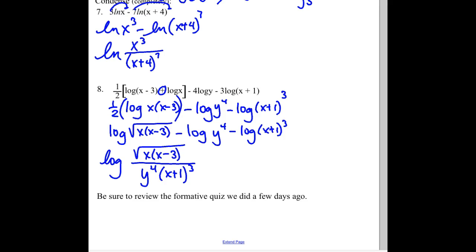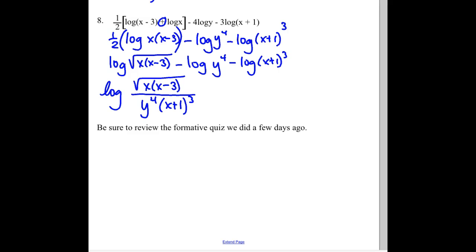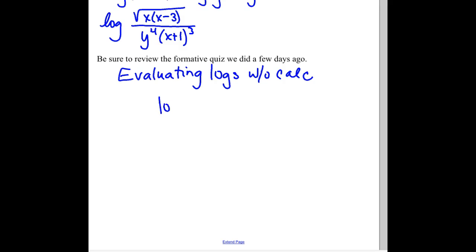All right, so a couple days ago, we took a formative quiz where you did a lot of work without a calculator, simplifying or just evaluating logs. So make sure you go back and review how we evaluate logs without a calculator. Things like log base 5 of 25. We should know automatically that that is a 2, since 5 to the second power would give us 25. So things like that, all of those rules about logs, all of our properties for logs, make sure you take some time to review that as well.